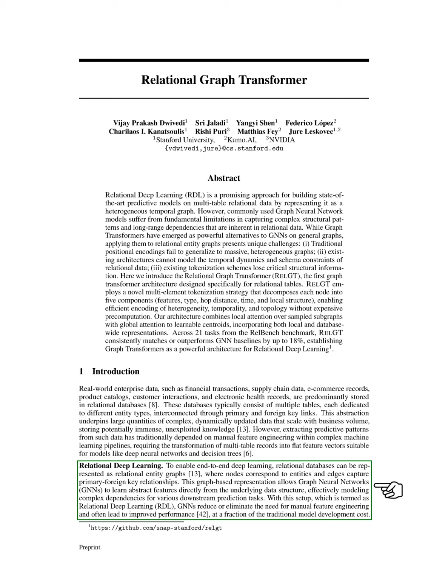To facilitate deep learning, we can represent relational databases as relational entity graphs, where nodes represent entities and edges show the relationships between them. This allows graph neural networks, GNNs, to learn features directly from the data structure, reducing the need for manual feature engineering and often improving performance at a lower cost.